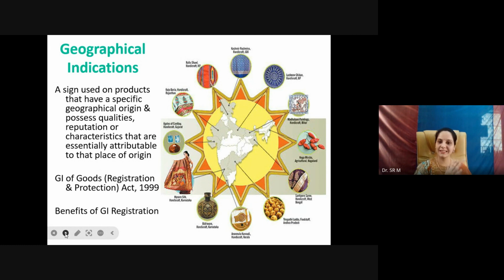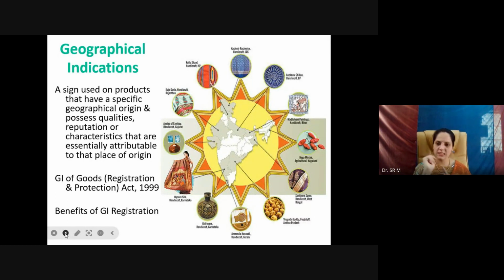Yes, partially correct. So GI, geographical indications, is a sign used on products that have a specific geographical origin. Not only that, it also possesses qualities, reputation, or characteristics that are essentially attributable to that particular place of origin. Geographical indications can be registered for agricultural, natural, or even manufactured goods.